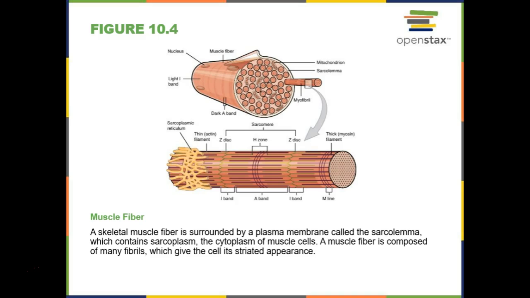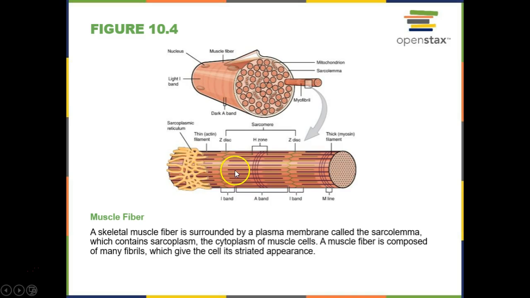So a sarcomere is the functional unit of a muscle fiber. And so here you can see a Z-disc, and here's a Z-disc. From one Z-disc to another Z-disc, we have a sarcomere. So along one given muscle fiber, we can have tens of sarcomeres, or even more.